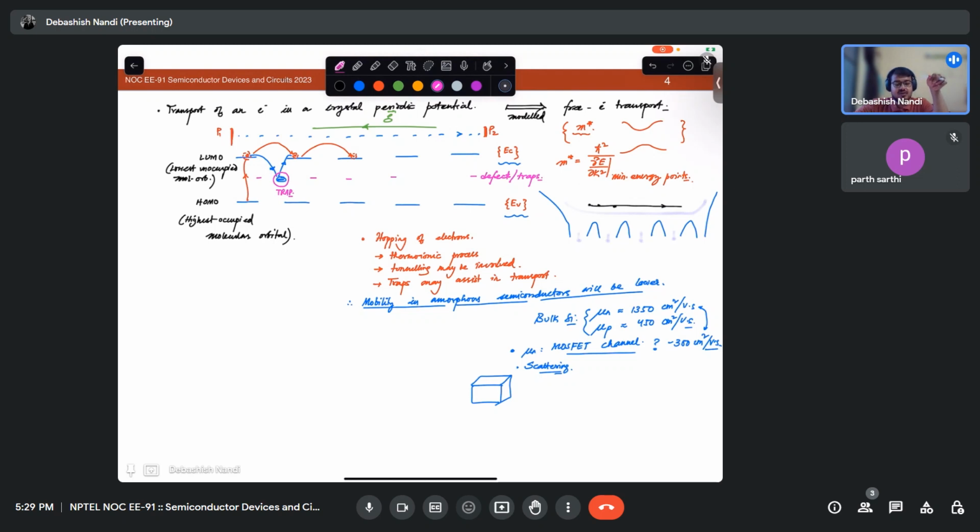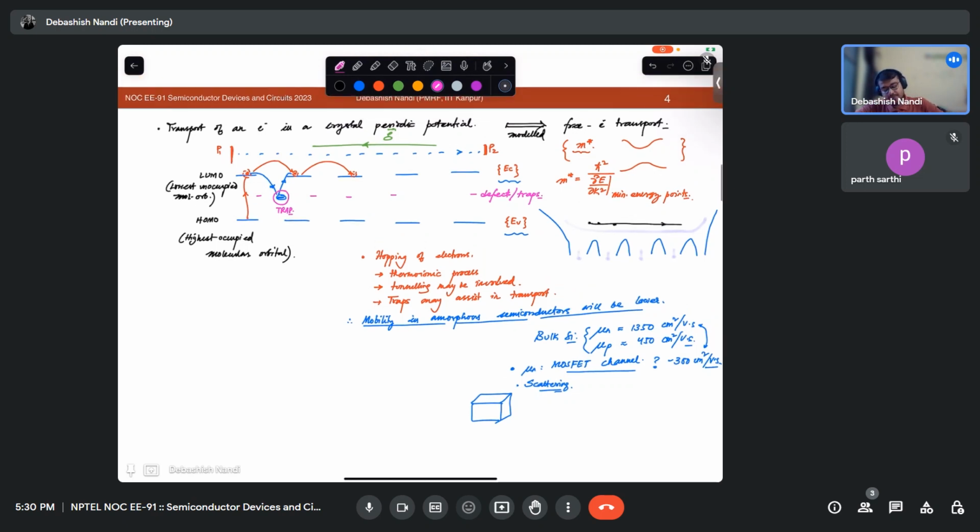So it is not that simple that if an electron is trapped, it will be released immediately. It is not like that. The electron may get trapped for eternity. So these kinds of traps are called slow traps or fast trap states.